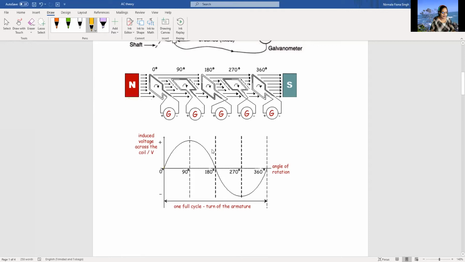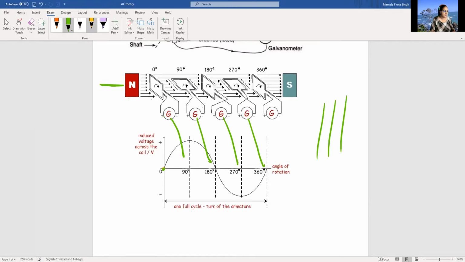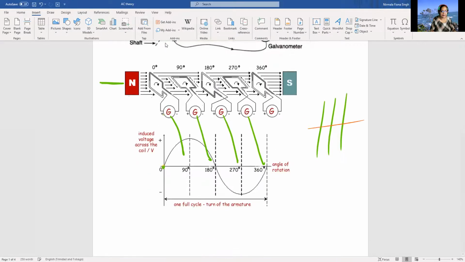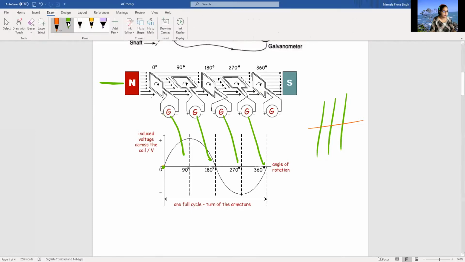So let's say we start at zero. When we start at zero, our coil has to be flat. So when it is flat, we're going to get no current flowing. When our coil is completely flat, or in the same orientation as the magnetic field, remember, in order for an induced current to flow, your magnetic field lines have to be cut by the wire. If our wire is in the same direction as our magnetic field lines, and those flux lines are not cut, we are not going to get induced current. So that means nothing is going to flow.